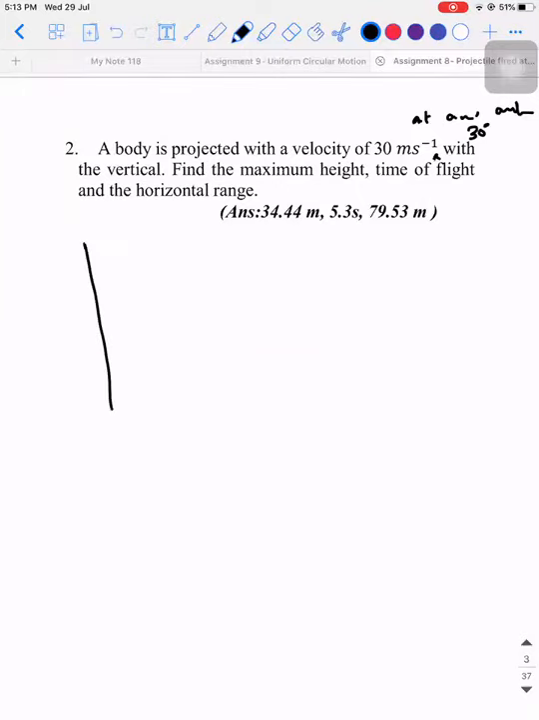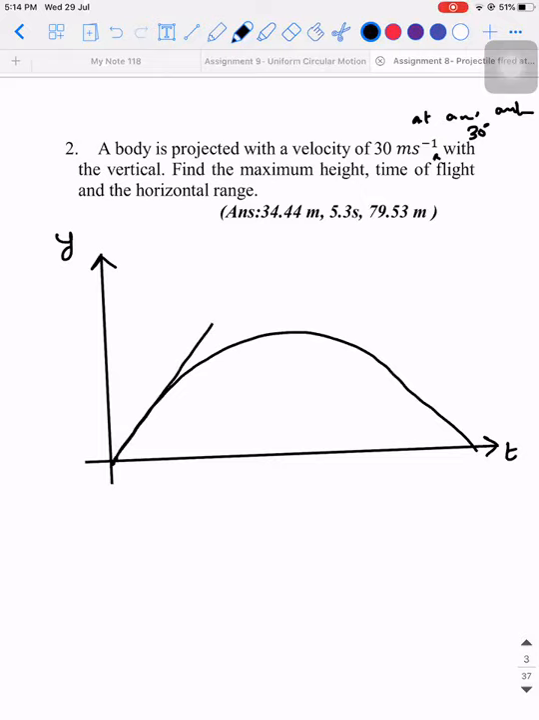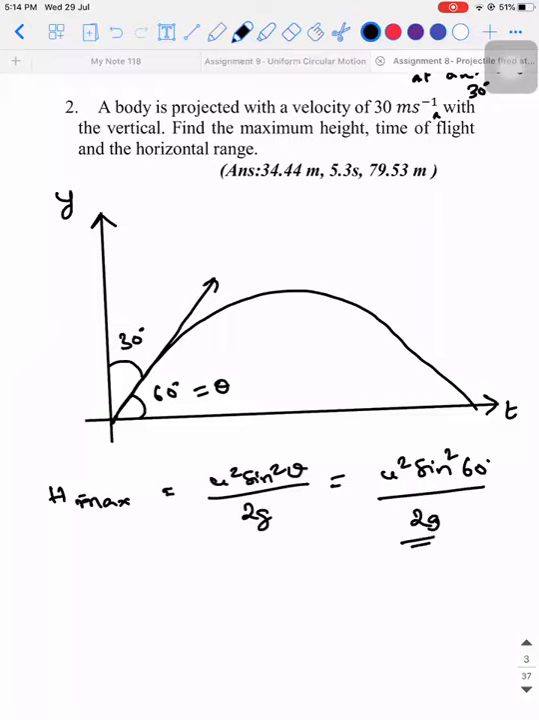So the question is like this. With 30 degrees with the vertical, you take this as theta and apply the formula and solve it. H max is equal to u square sine square theta divided by 2g. In the place of theta, what should you substitute? 60. You should substitute 60 and then solve. Don't substitute 30 because all the derivations are made with respect to the horizontal.